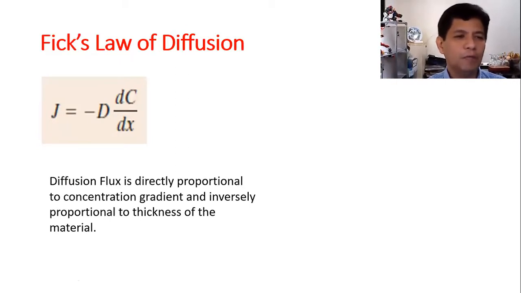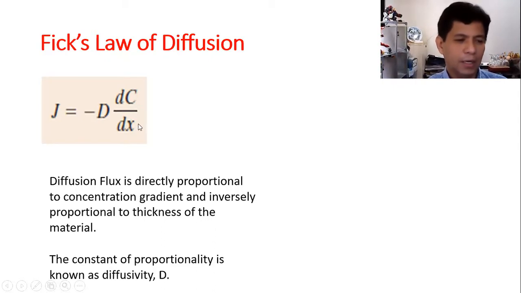Okay. Fick's law of diffusion. So, sabi ng Fick's law of diffusion, as you can see from this equation, yung flux daw is directly proportional, no, sa concentration gradient and inversely proportional sa thickness ng material. So, J is equal to negative D dC/dx. C is concentration, ano? x is the thickness. D is diffusivity. So, diffusion flux is directly proportional to concentration gradient and inversely proportional to thickness of the material.